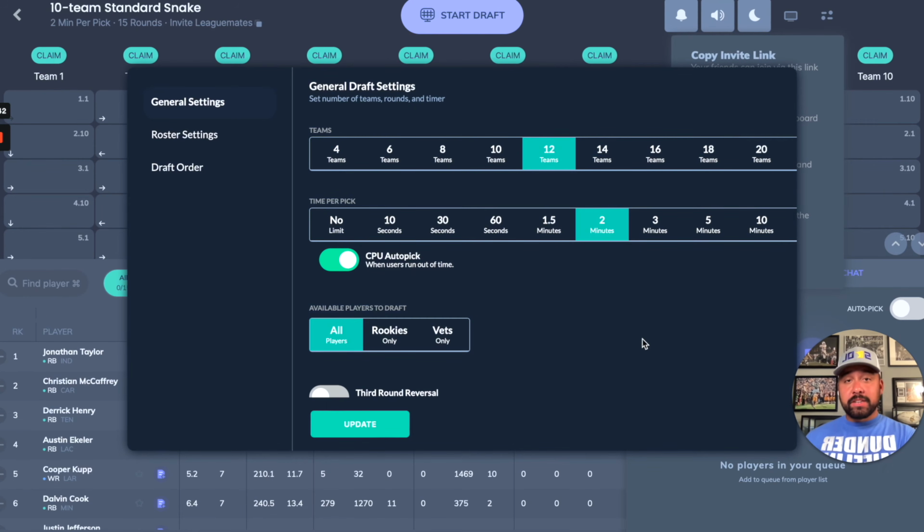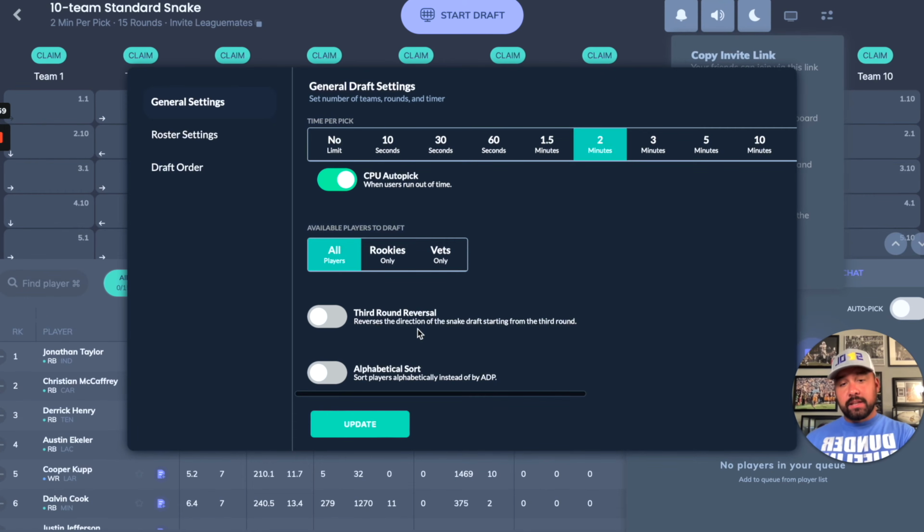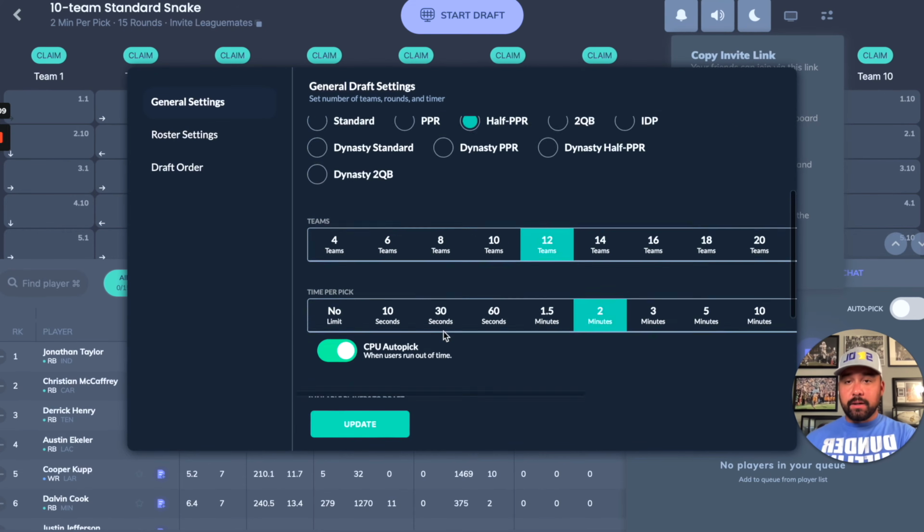But if you know that information about your draft, put it in there, because after I show you the layout, I'll tell you why the setup's important if you go into a mock draft. And then there's all this other information. Don't deal with these here. I mean, you want to see all players available. Third round reversal is nonsense, but that tells you it resets around the third round. Most leagues don't. And don't do alphabetical sort. You want them to be sorted by ADP, and I'll tell you what that means later.